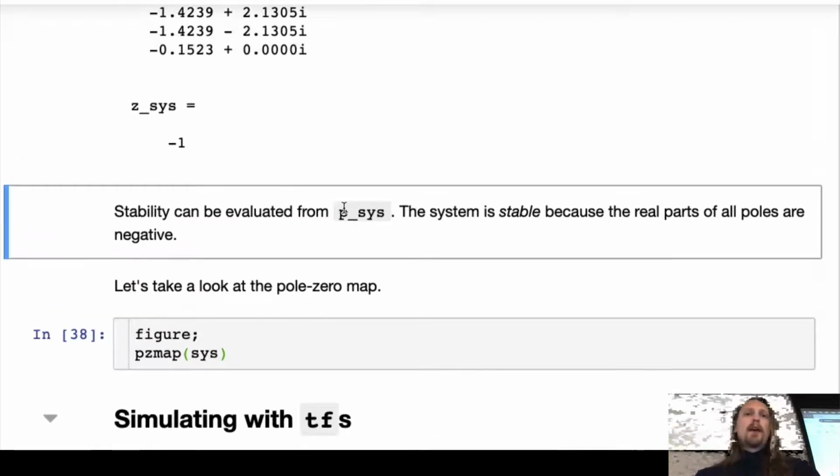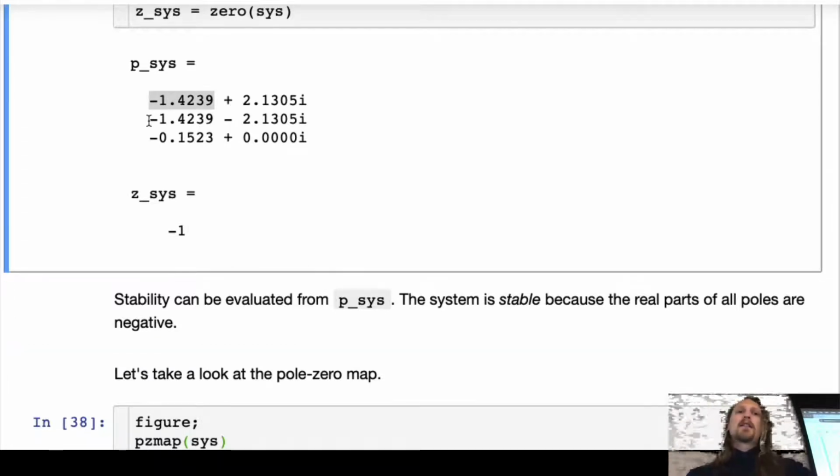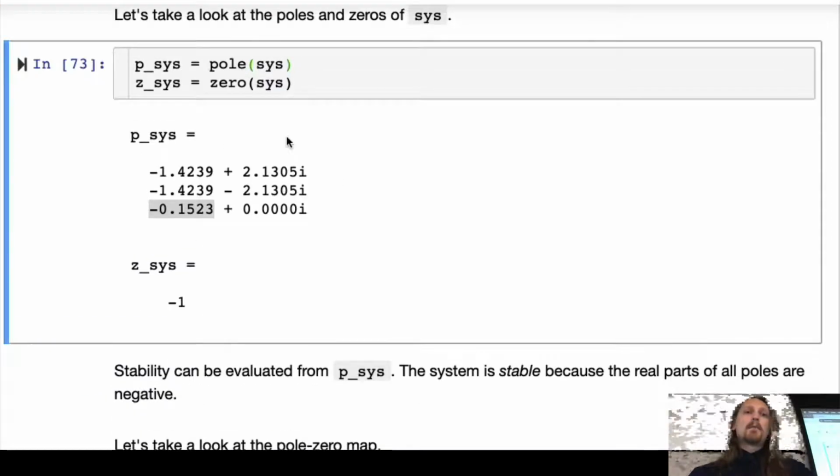Stability can be evaluated from the poles. The system is stable because the real parts of all poles are negative, right? So real part negative, real part negative, real part negative. So we're stable. That's good news. It's great news, especially considering I made this transfer function up off the top of my head.